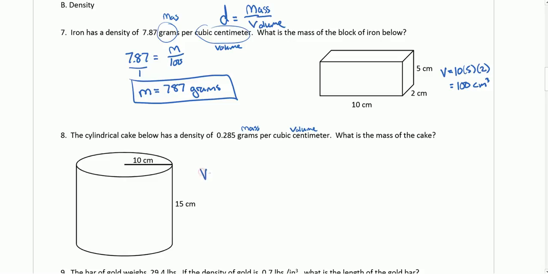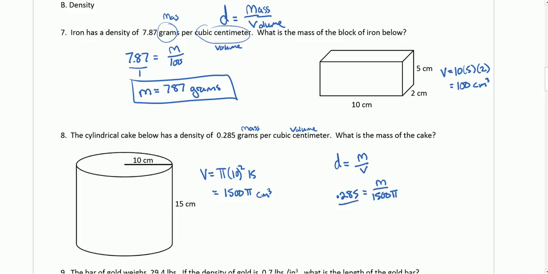So let's find the volume of this cake here, which is the area of the base, so pi r squared, times the height. So 10 squared is 100, so we have 1500 pi cubic centimeters. And so our density is mass divided by volume. They give us a density of 0.285. We don't know the mass. We have the volume at 1500 pi.